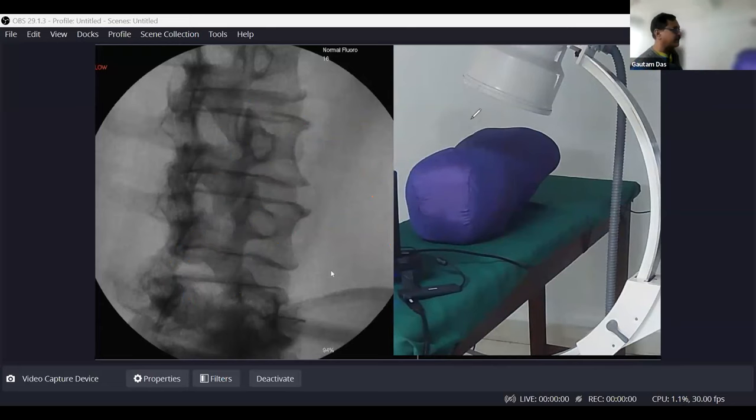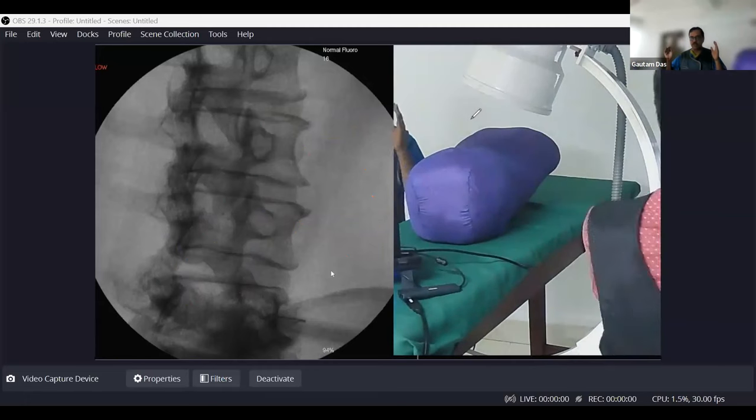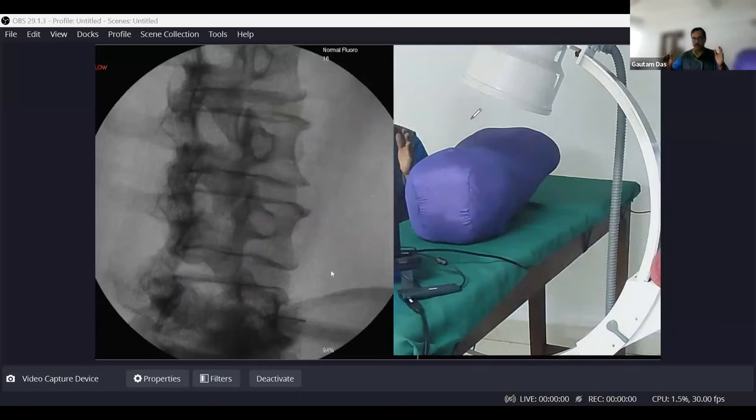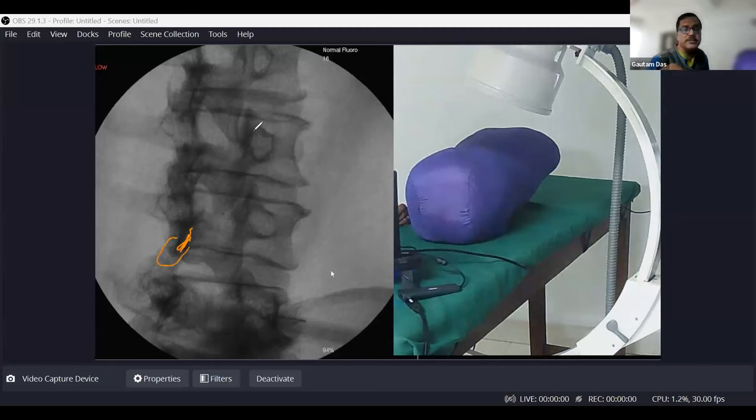So let me start from the beginning. Can you remember what the steps are? First was true equilibrium. Then was end plate parallel. Here we already have the end plate parallel and then oblique. How much oblique? When the transverse process and the inferior articular process come in the same line, or when the superior articular process comes in the 6 o'clock position, or when you can imagine the Scottish dog very nicely. So now I am ready to do these procedures.